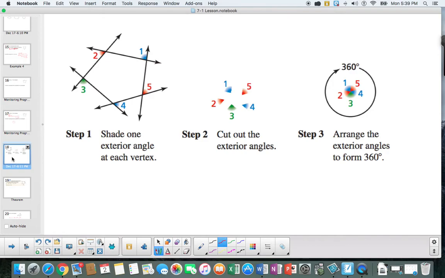Let's take a look at all these exterior angles. Angle 1, 2, 3, 4, and 5. They're all on the outside of the polygon. If I were to take all these angles and pull them out and try to pull them together, they would add up to 360 degrees. So this is supposed to help you understand the next theorem.